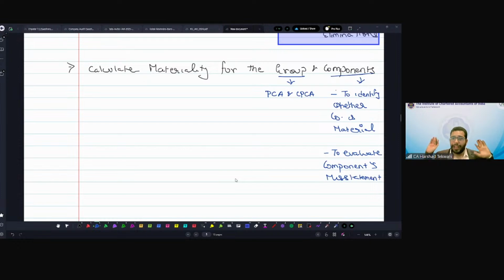Now let's say, for example, the component auditor said, okay, for me 1 lakh rupees is the material amount, so any misstatement beyond 1 lakh rupees is a material misstatement and requires modification. Okay, so we will discuss one example and see why I am saying materiality at the component level and the group level.